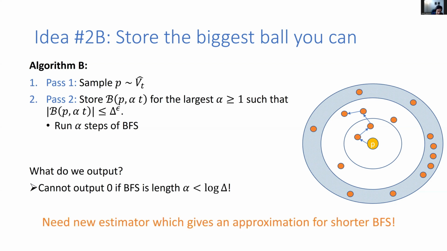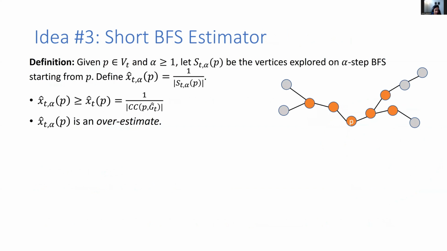So the key idea is we need to develop a new estimator, which gives some approximation, provably, even when the breadth first search is shorter than log delta steps. The approximation can be larger, but it needs to give some approximation. And that's what we'll do now. So what we now show is an estimator for shorter breadth first search.